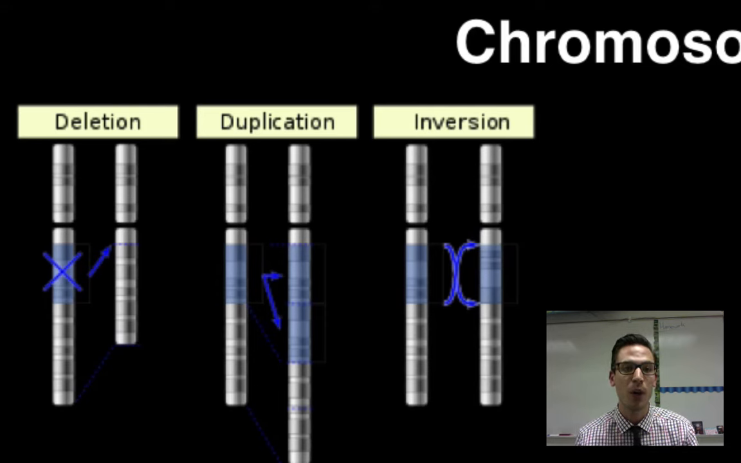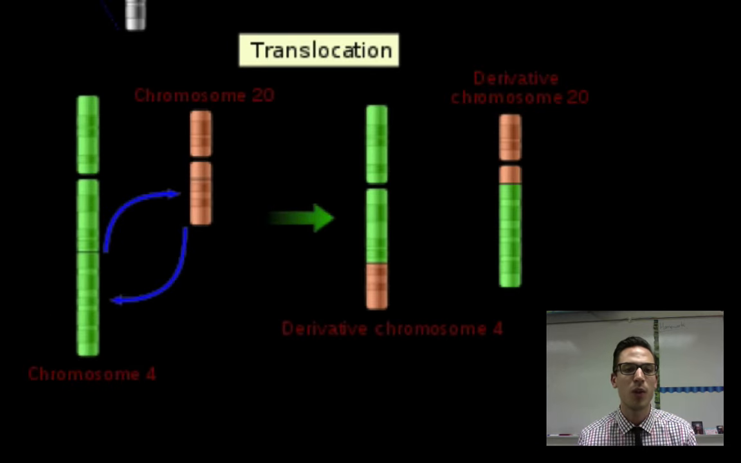chromosome. With inversion, to invert means to flip upside down. So during that S phase of interphase, when we're copying the DNA, part of that chromosome might accidentally get flipped upside down. So now the genes are located in the wrong spot on that chromosome, which again is going to have a negative consequence.